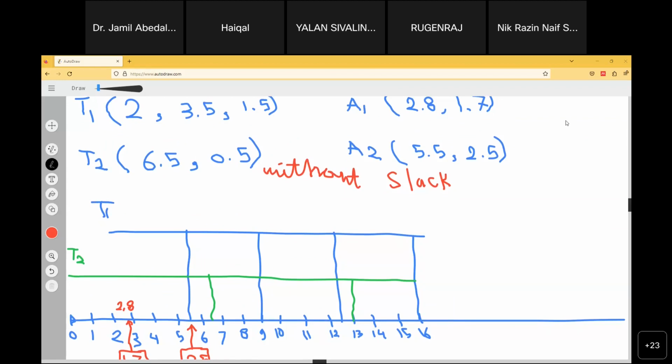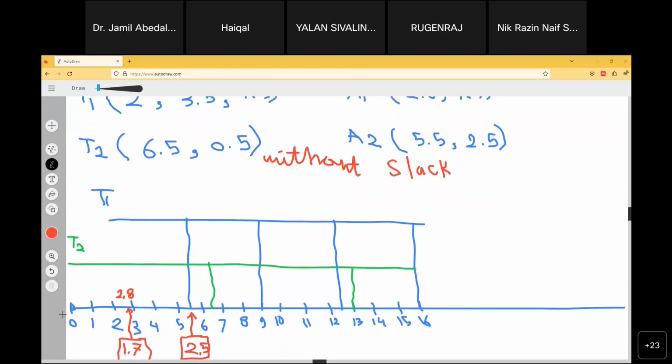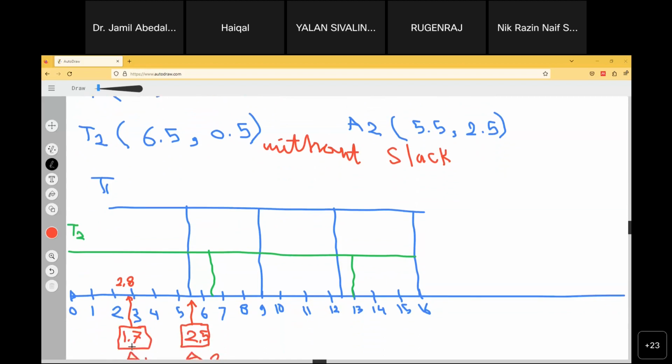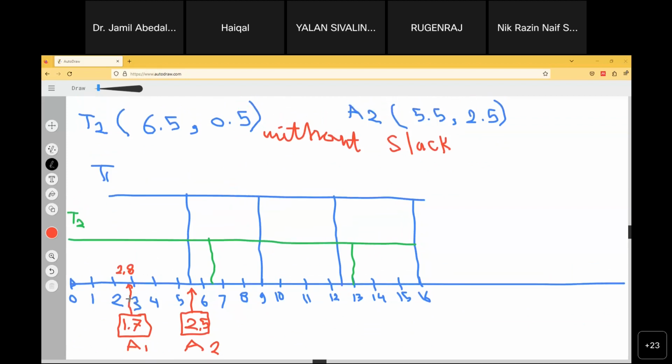Your name, please? Nik Razin. Nik Razin, task 2, I agree with you. A1, I do not agree with you. 2.5 represents what? Release time, correct? So since A1 is released at 2.8, how can we execute it at 0? If it only releases at 2.8, A1 will arrive at that point, so how can we execute it earlier? Do you understand your mistake, Nik Razin? Yes, sir.